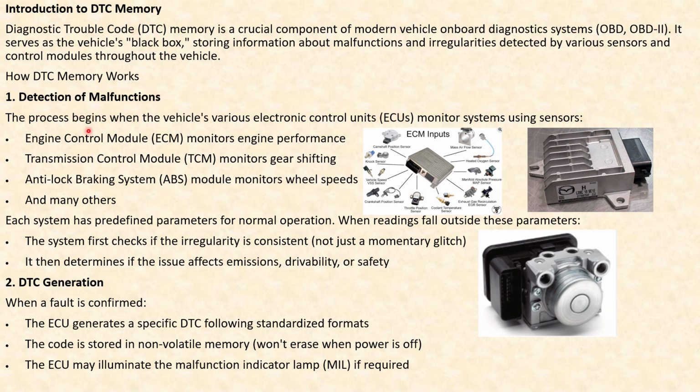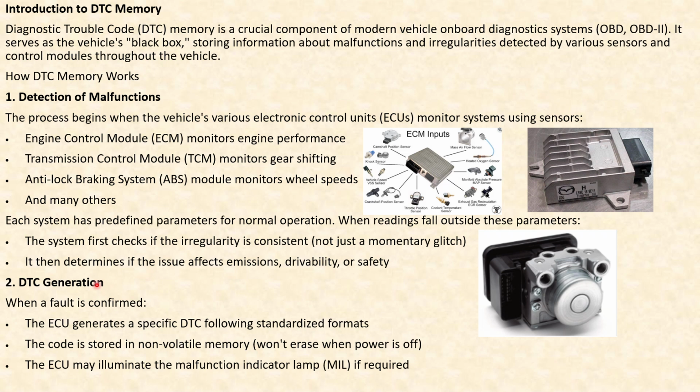Detection of malfunctions. The process begins when the vehicle's various electronic control units monitor systems using sensors. These ECUs, like the engine control module, monitor the engine performance. The transmission control module monitors the gear shifting. The anti-lock braking system module monitors the wheel speeds, and likewise many others. Each system has predefined parameters for normal operation, and when readings fall outside these parameters, the system first checks if the irregularity is consistent, not just a momentary glitch.